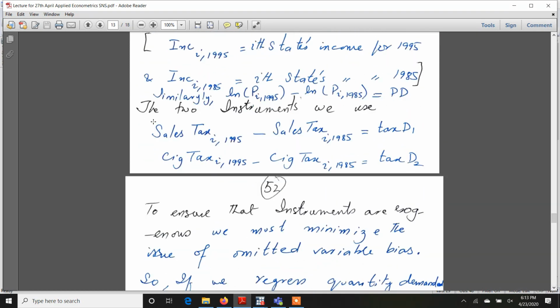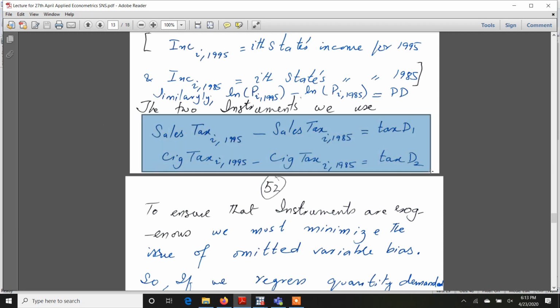So the two instruments that we are using are the sales tax and the cigarette tax. And let me tell you what is endogenous here: price. If you recall the standard debate of endogeneity in price and demand, quantity demanded is a function of price, but the price being charged is sometimes a function of the quantity demanded. So we have an issue of endogeneity.